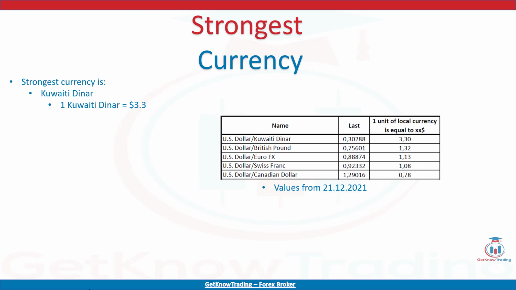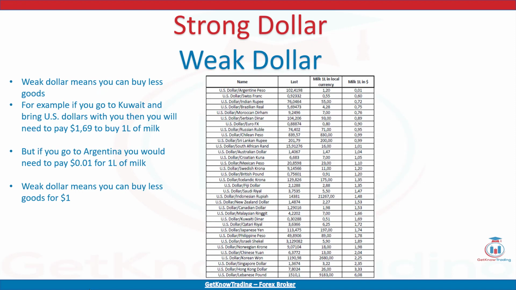Fourth strongest currency against the dollar is Swiss franc, where 1 franc is equal to $1.08. These values are based on the currency rates in December 2021. What does a weak US dollar mean? Weak dollar means you can buy less goods for $1 compared to when the dollar is strong.